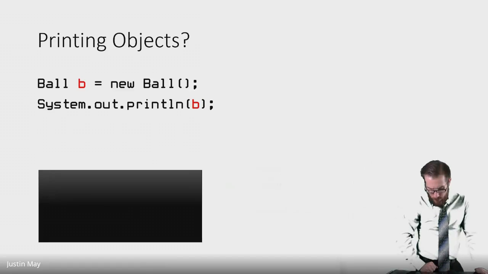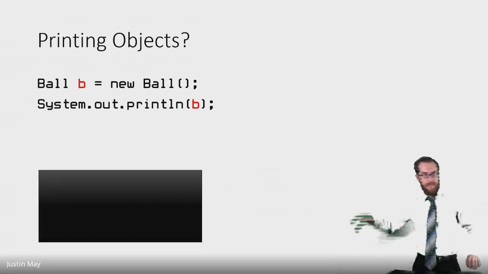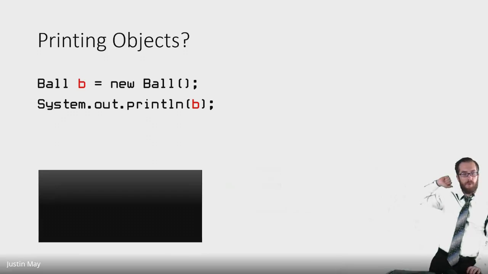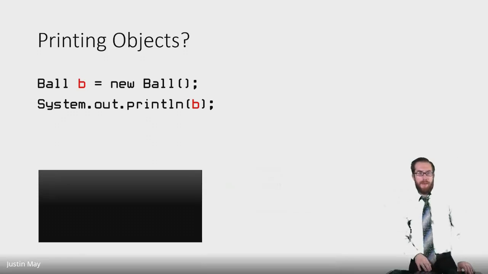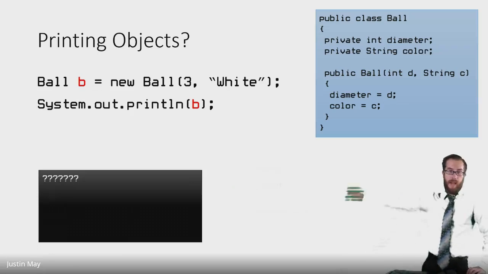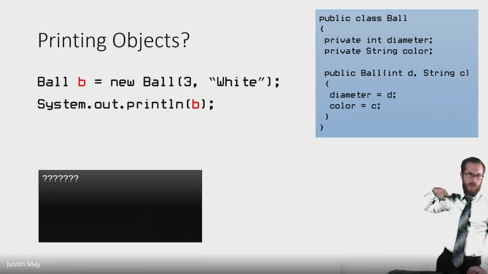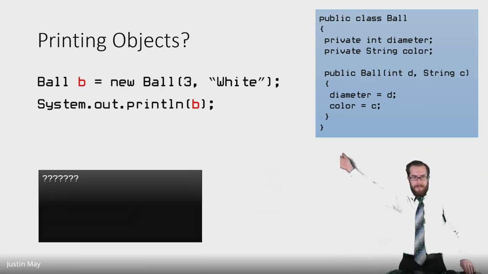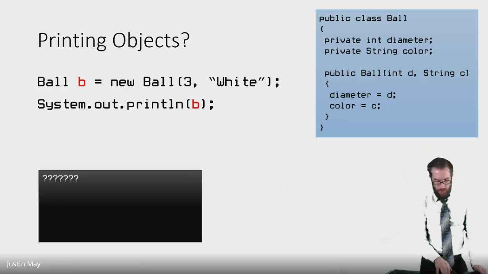So what happens if you pass just some arbitrary object? If you've invented your own class and you've instantiated an instance of an object of your own class, what happens when you pass that object to the println method? What does it print? So here I've got a class. It's called Ball. It has diameter and color. It's got a constructor. I'm making an instance where the diameter is 3 and the color is white. What is going to print to the console? Think about it.